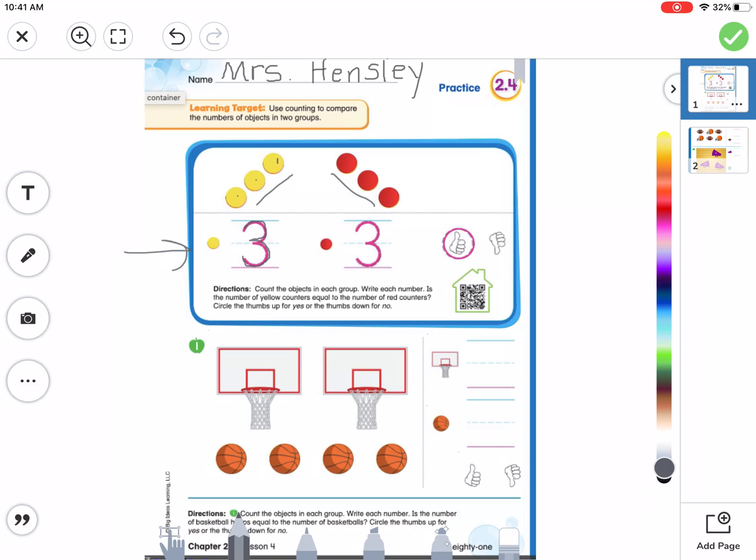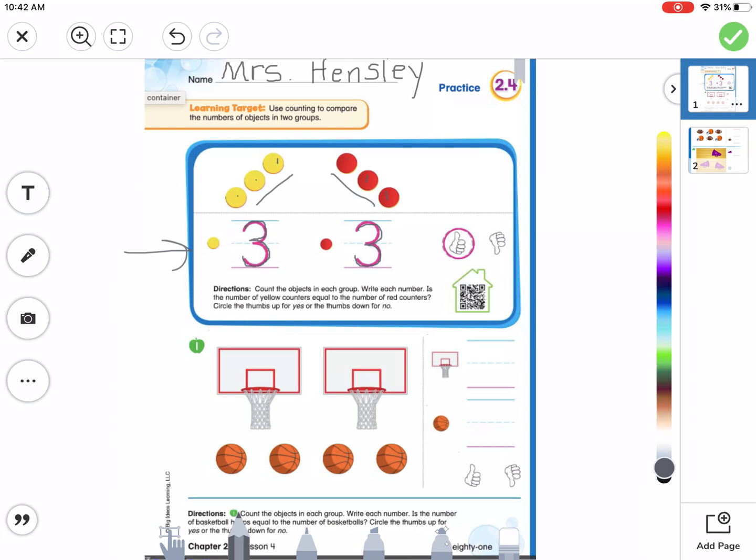Now let's count the red ones. 1, 2, 3. Trace over the 3 on your paper with your pencil. Then it says, is the number of yellow counters equal? Remember, equal means same as. So the same amount. Is the number of yellow counters equal to the number of red counters? Do they both have the same amount? 3 and 3. Yes, they do.